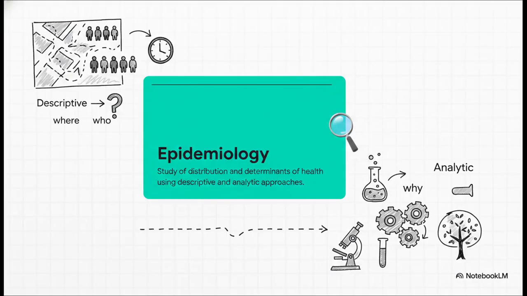To solve any case, we really need to understand what we're investigating. When epidemiology pops up on your test, you've got to remember the big split. Descriptive epidemiology is all about drawing the map, the where and the who of disease distribution. Analytic epidemiology, on the other hand, is the deep dive into the why and how, looking at the actual determinants and root causes. Keep those two approaches completely distinct in your mind.